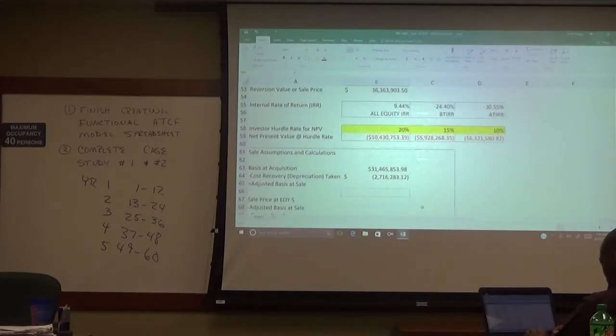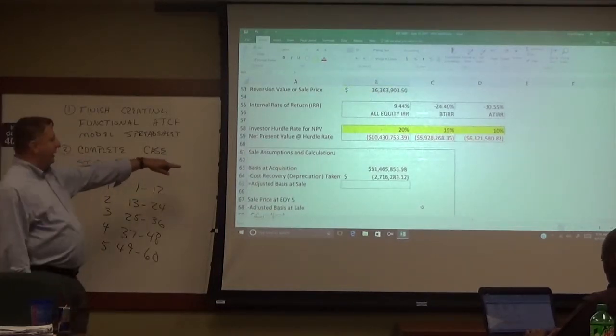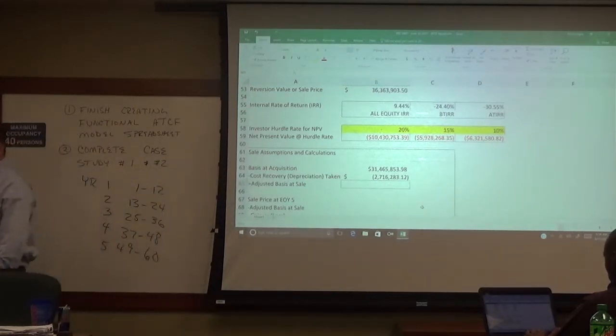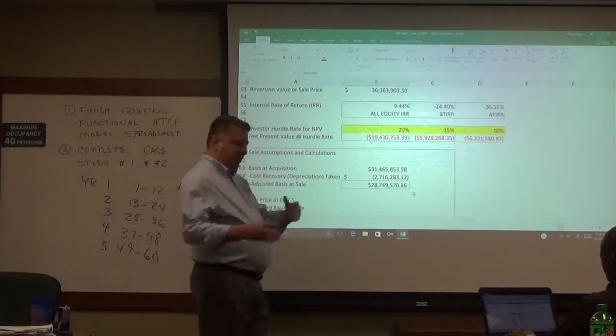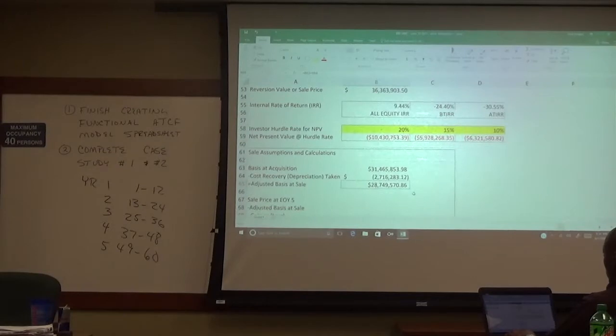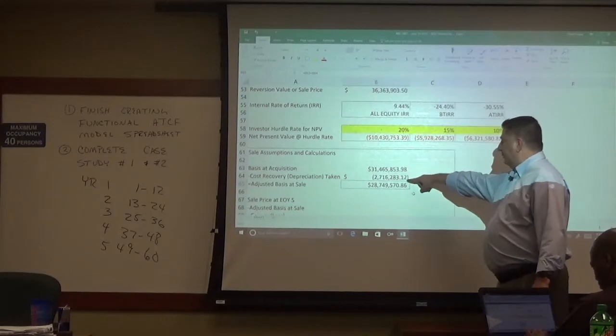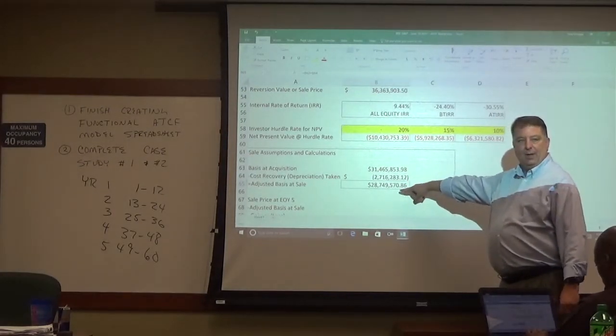All right, now you're going to do the simple math, just like it's shown to you right here. This minus this gives you that. So equal 31 million, basically add it to this because it's a negative number. You should end up with 28,749,570.86. Based on what I just talked about, the IRS sees the value of your property at the time of sale as if it were $28,749,000. Does that make sense? Because it's saying it has depreciated by 2.7 million. Does everybody follow that?